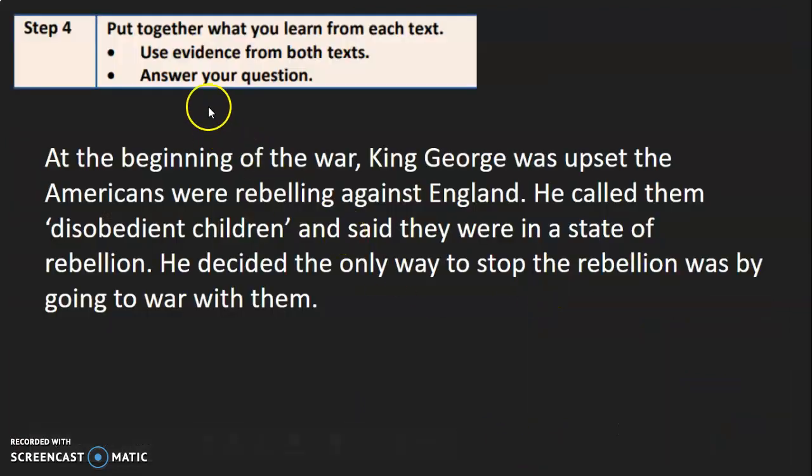Now I can go to step 4. I'm going to put together, I'm going to blend what I learned from each text. I'm going to use my evidence and I'm going to answer my question. Now I wrote that at the beginning of the war, King George was upset the Americans were rebelling against England. He called them disobedient children and said they were in a state of rebellion. He decided the only way to stop the rebellion was to go to war with them.